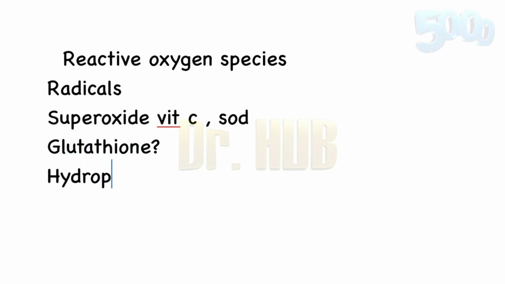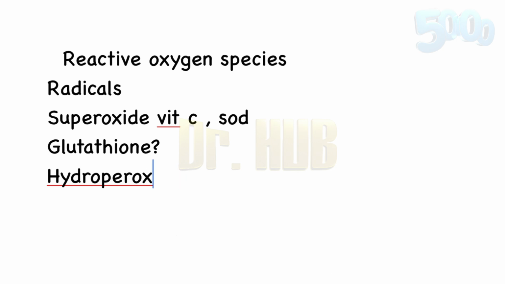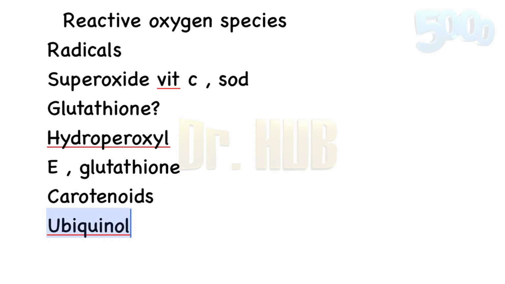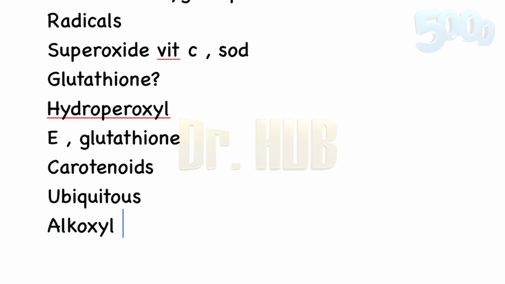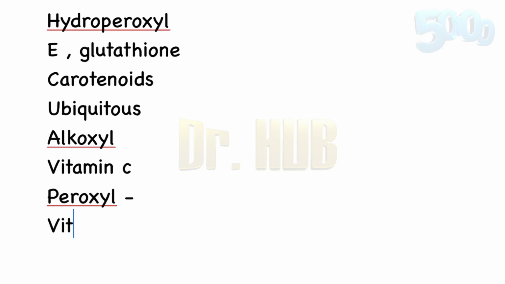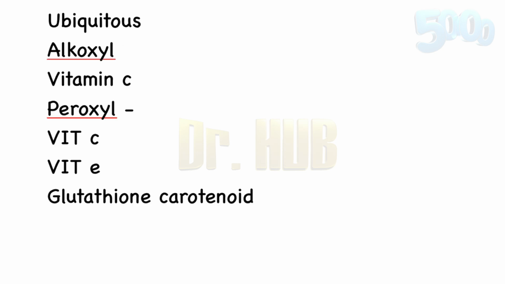The hydroperoxyl, peroxyl, contains vitamin C, vitamin E, as well as glutathione, the carotenoid, and the ubiquinol. Next is the alkoxide. Alkoxide contains vitamin C. The peroxide contains vitamin C, vitamin E, as well as glutathione, carotenoid, and the ubiquinol. So peroxyl has many: vitamin C, vitamin E, glutathione, carotenoid, and the ubiquinol.